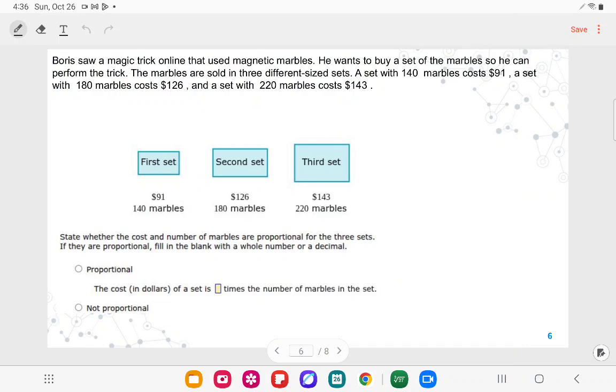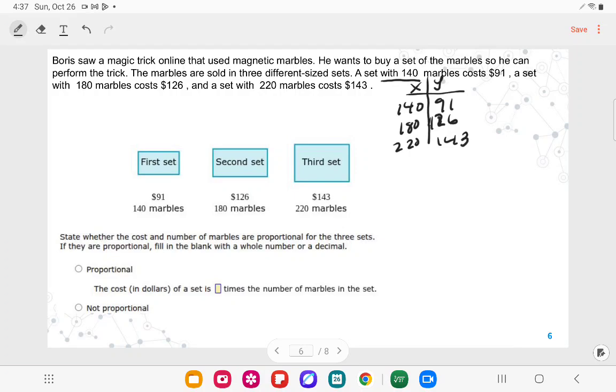Again, Boris saw a magic trick online using magnetic marbles. He wants to buy a set of marbles so he can perform the trick. The marbles are sold in 3 different size sets. With a set of 140 marbles, it costs 91. So X, Y: 140 marbles gives an output cost of 91; 180 marbles for 126; and 220 for 143.